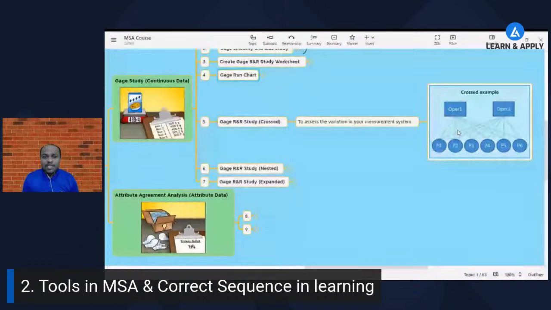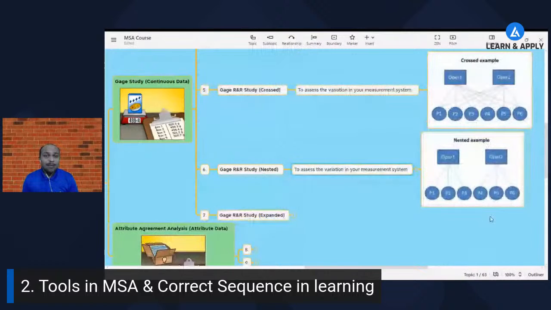But in some cases, we have destructive testing. That means one operator is not going to measure the same part a second time, right? Because due to destructive testing, the part has no value. It has broken down, right? In that case, we are going to use the gauge R&R study nested.